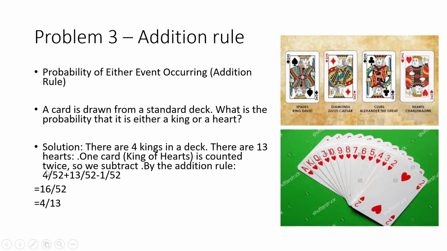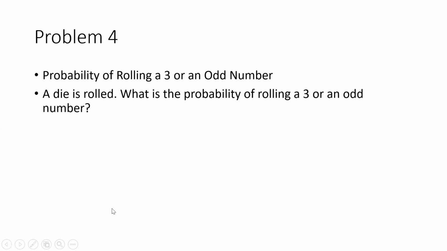But one of them is counted twice, because we are talking about 13 hearts out of 52, and the king of hearts has already been counted among the kings. Therefore you have to subtract 1, because there is 1 card that is both a heart and a king. So it is 4 plus 13, 17, minus 1 is 16. 16 by 52 is equal to 4 by 13.